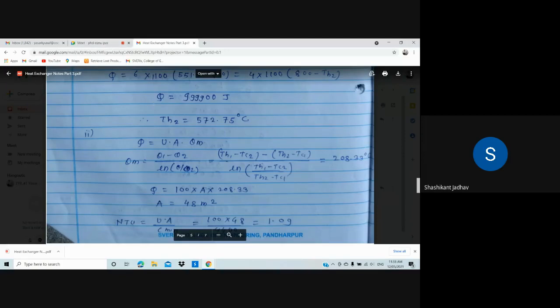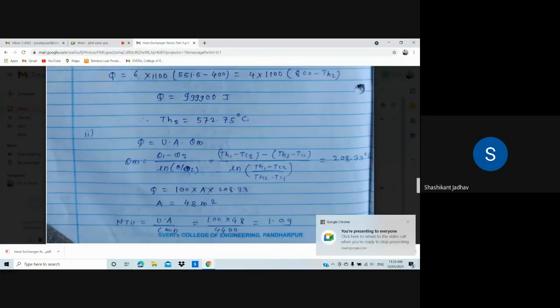Okay, all of you completed this problem. So these are the problems related to the effectiveness and NTU method. By using this method, we design the heat exchanger. So we have completed the effectiveness and NTU method. In that, we have completed the two derivations, that is effectiveness for the parallel flow and effectiveness for the counter flow. After that, we have solved some problems related to this effectiveness and NTU method.